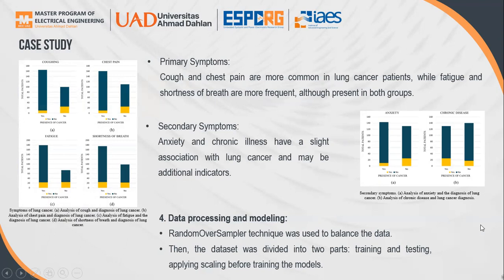4. Data processing and modeling. The random oversampler technique was used to balance the data. Then, the dataset was divided into two parts, training and testing, applying scaling before training the models.